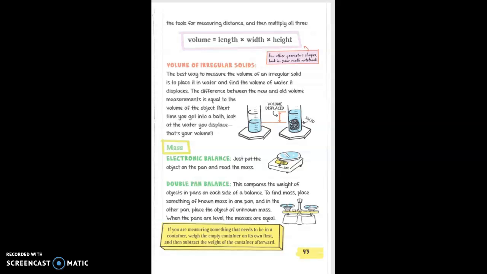Mass. Electronic balance. Just put the object on the pan and read the mass. Usually you need to tare it first, making sure that it's all at 0. These are the ones that we generally use in school now.